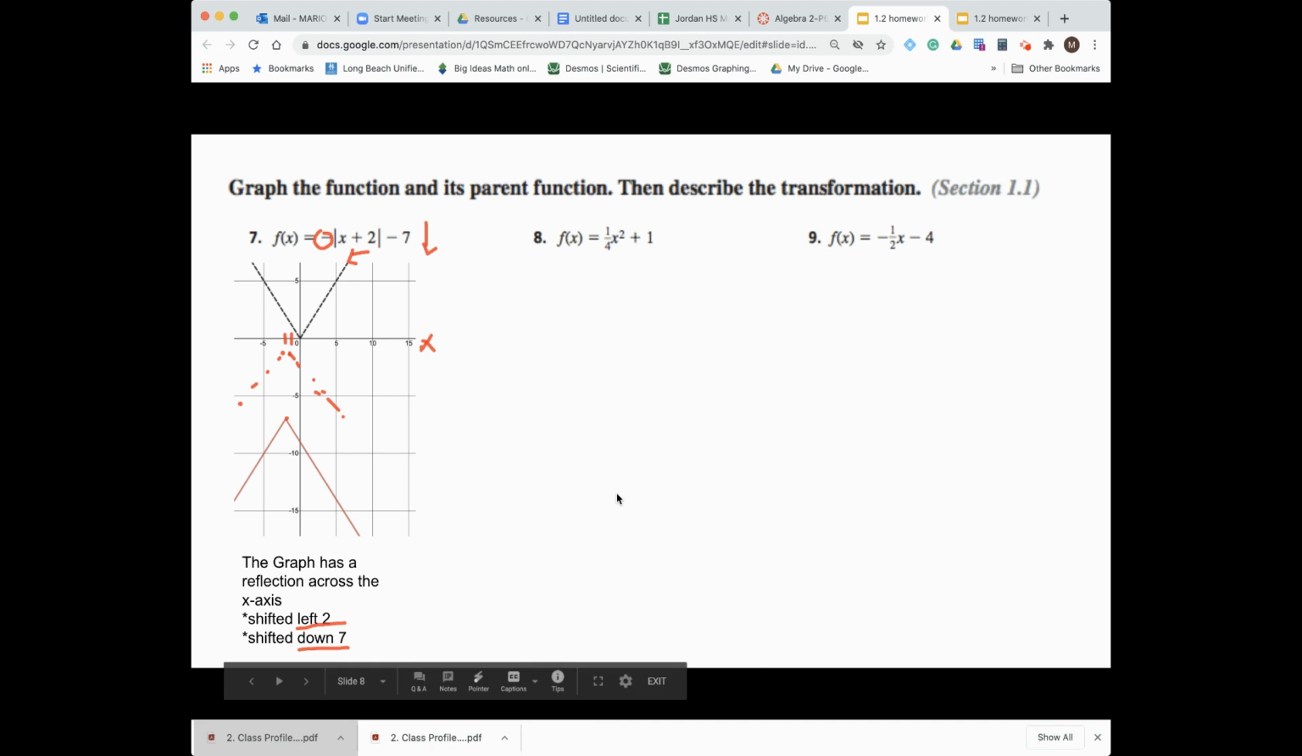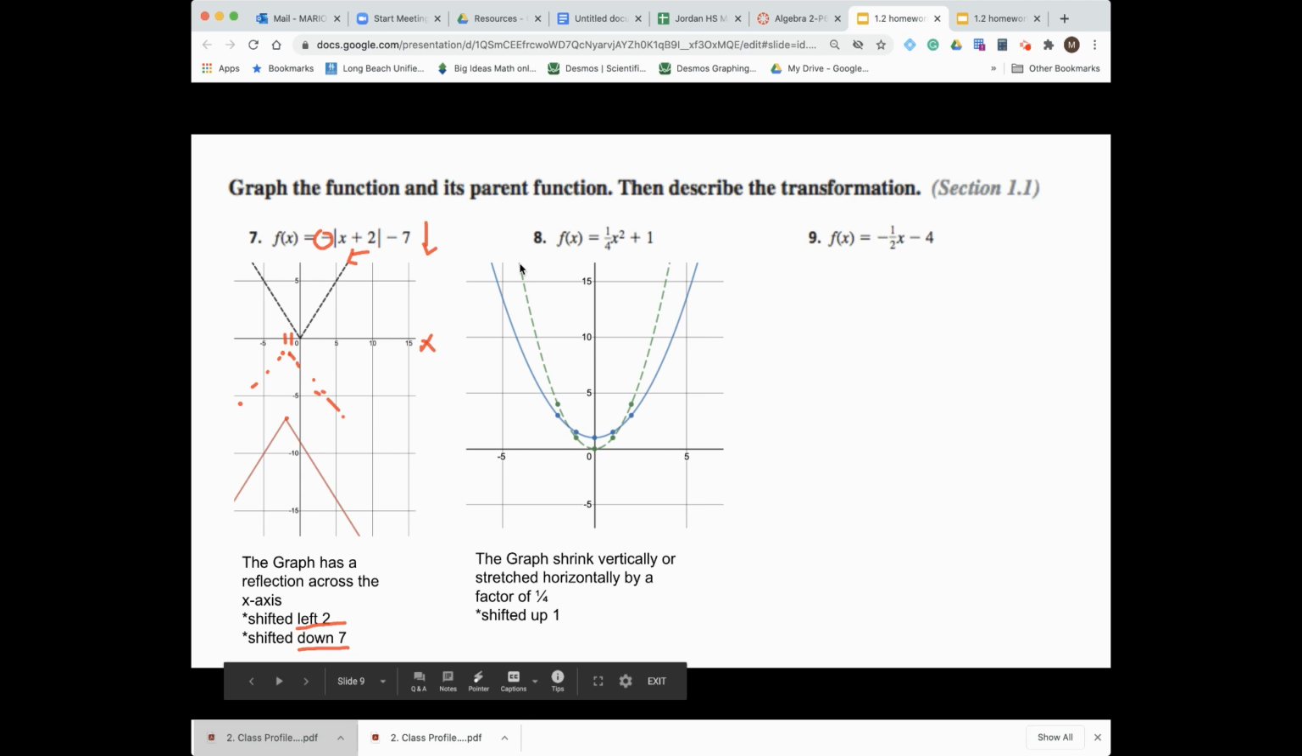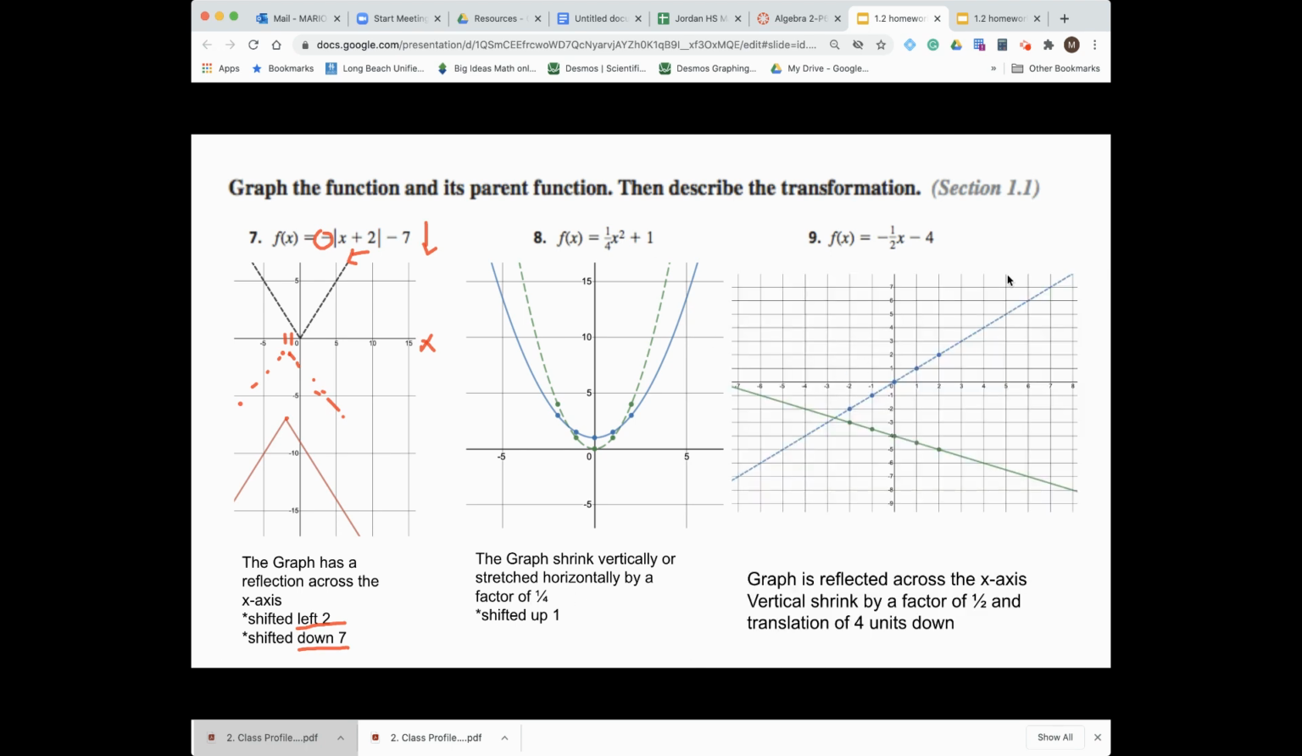Okay. For the next one, I got this one here. So this graph is the parent function, the green one, right? And then I have a 1/4. So the graph is shrunk vertically by 1/4, or stretched horizontally by a factor of 1/4, and that's shifted up 1 unit. So it's a vertical shrink by 1/4, and then it shifted up 1.